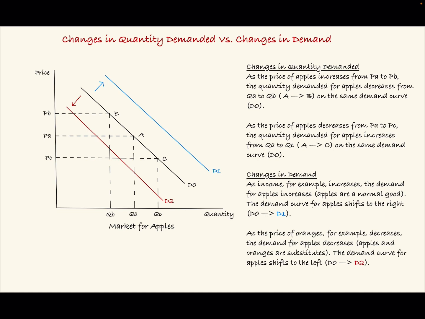Let's take a look at the opposite case. As the price of oranges, for example, decreases, the demand for apples will also decrease. This is because apples and oranges are substitutes. Therefore, the demand curve for apples will shift to the left to represent this decrease in demand for apples.